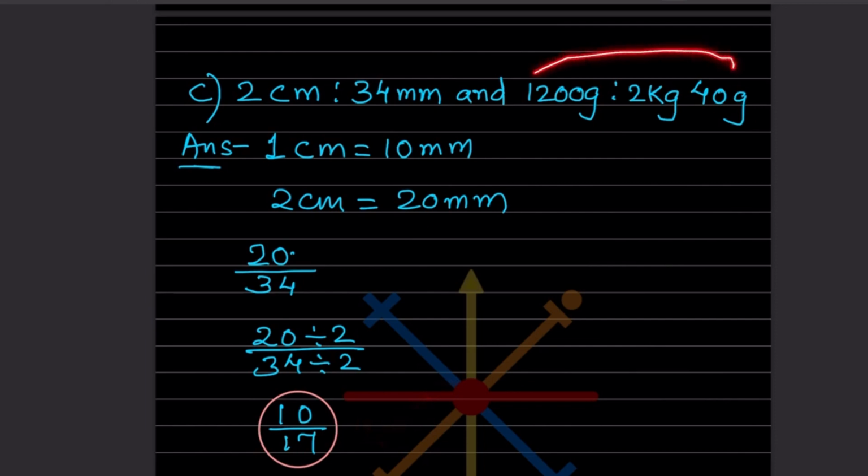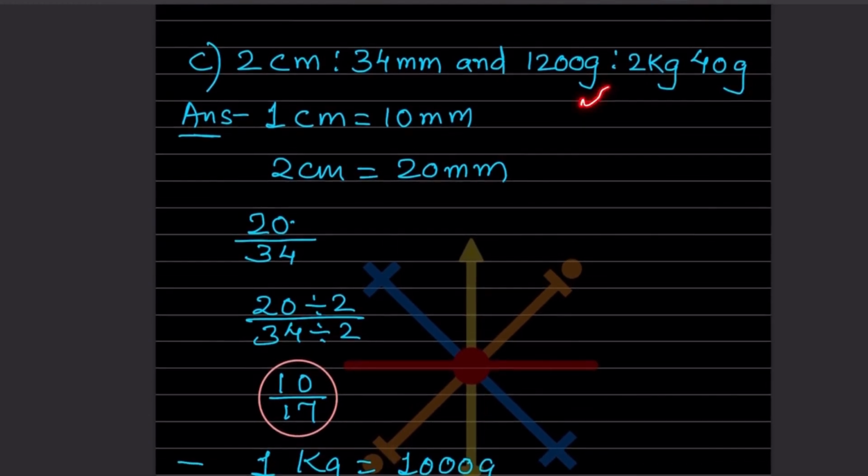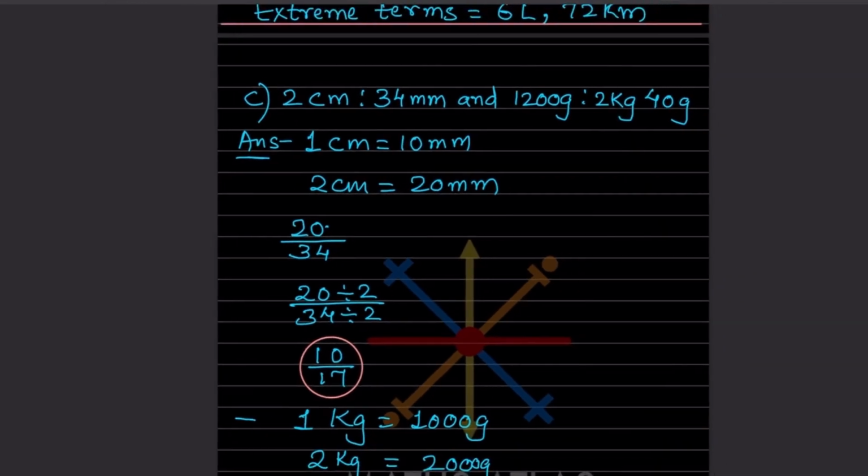Now let us think for this one. Again here what we can see, this is gram and this is kilogram and gram. So what we can do over here, we can convert this kilogram to gram first, so it will be easier. So now look at here. So now what you know, 1 kilogram is 1000 gram.